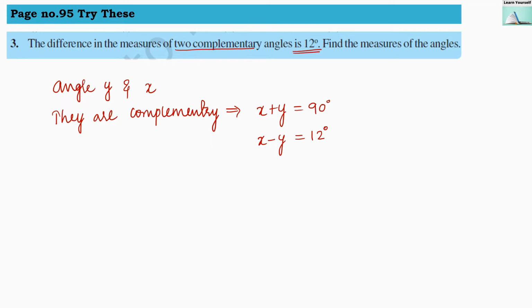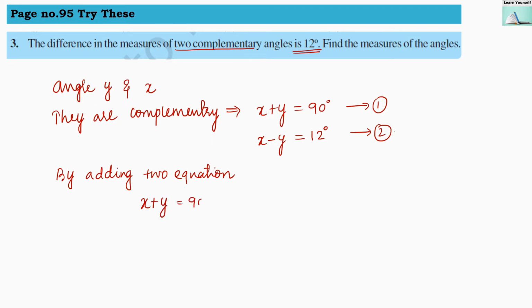Now let us add these two equations. We have these two equations with us, equation 1 and equation 2. When we are adding these two equations, we will get x plus y equals 90-degree.